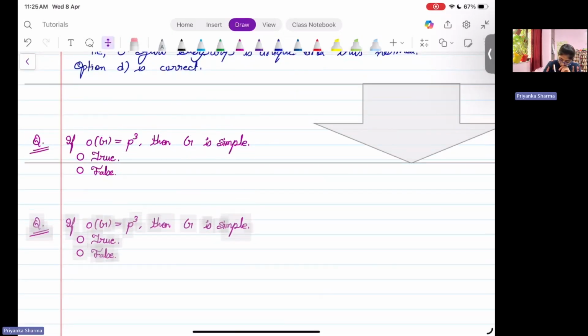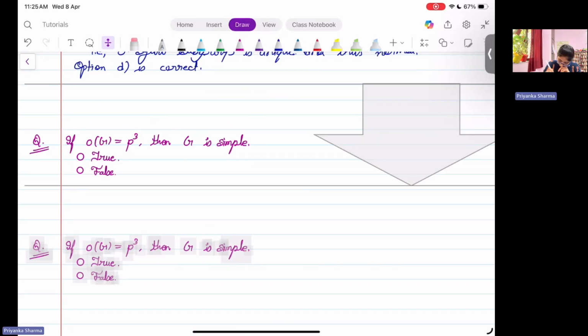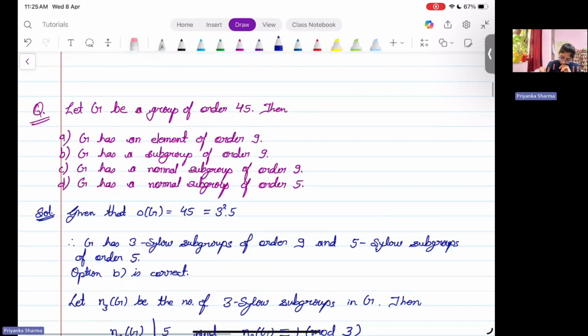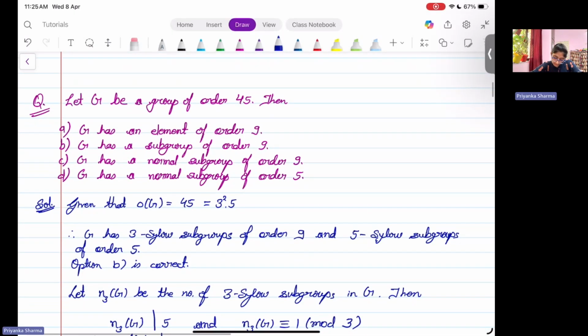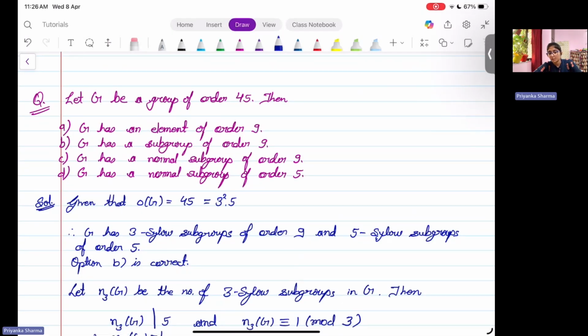Now, it remains to check the correctness of statement A, that G has an element of order 9. See, G has a subgroup of order 9, but does it assure that G has an element of order 9? If that subgroup of order 9, which is unique, is a cyclic subgroup, then only we can say that G has an element of order 9. But that subgroup of order 9 can be non-cyclic. So in that case, G cannot have an element of order 9. So let's construct a counterexample for that.